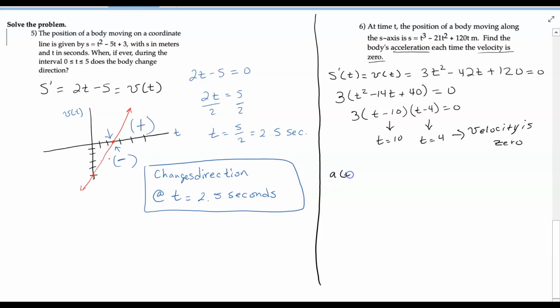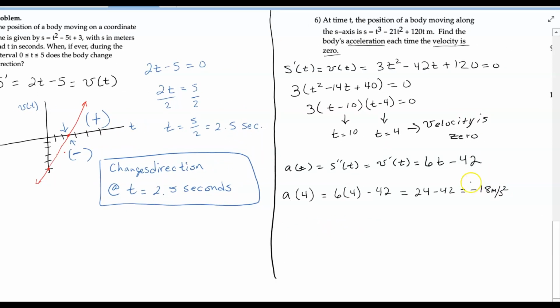We have a of t, which is s double prime of t, which is v prime of t, the first derivative of the velocity function, or the second derivative of the position function. And so we're going to get 6t minus 42. To find the acceleration, we're going to plug in 4 into 6t minus 42, the acceleration function. 6 times 4 minus 42 equals 24 minus 42, which is negative 18 meters per second squared.